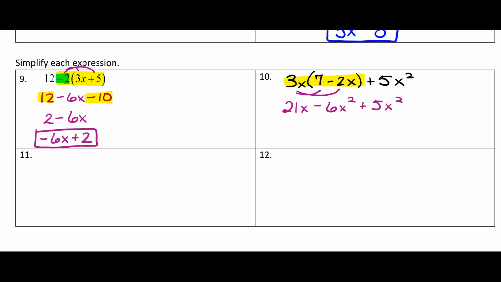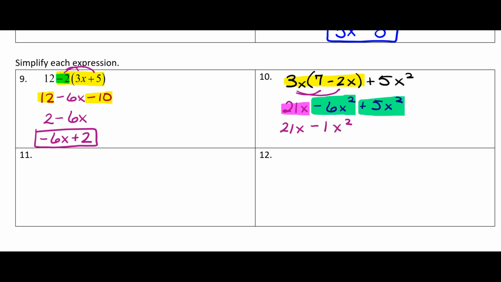So then we need to combine our like terms. So we have 21x. It doesn't have any like terms. It's just kind of by itself there, 21x. And then we also have negative 6x squared plus 5x squared. So when we combine those two things, negative 6 plus 5 is negative 1x squared.